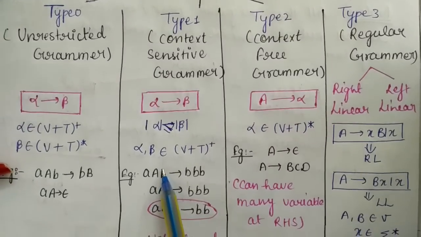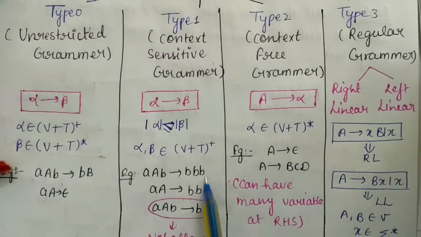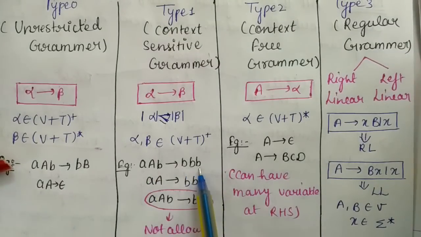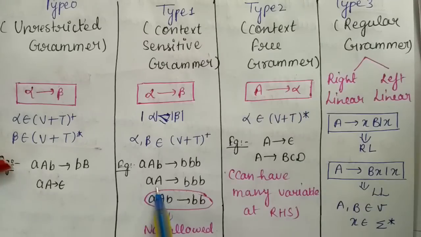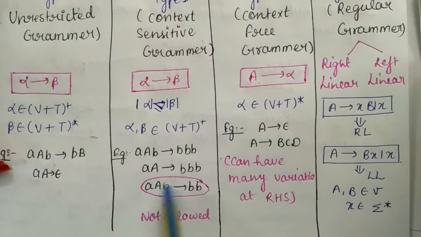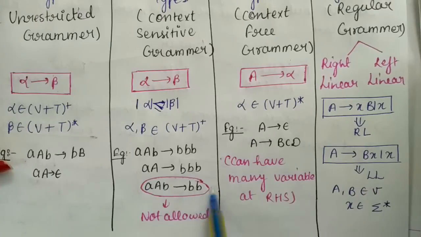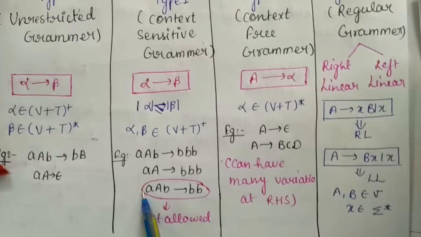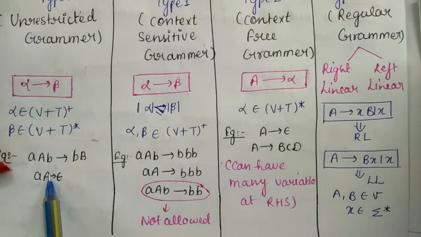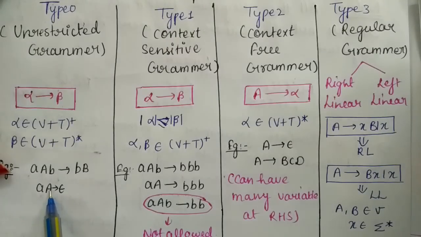For example, the length of alpha can be equal to beta, or less than or equal to beta. But if we take a production in which the length of alpha is greater than beta, this type of production is not allowed in context sensitive grammar, but it is allowed in type 0 grammar, that is, unrestricted grammar.